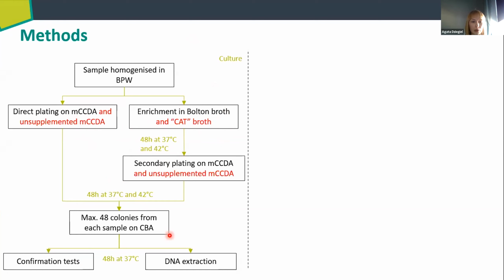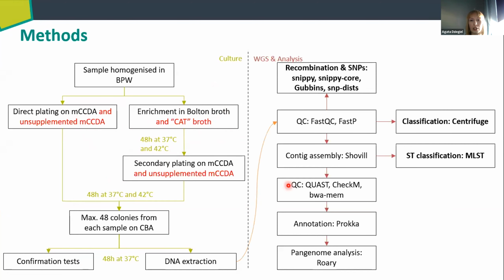And following isolation, we performed DNA extractions and whole genome sequencing. And the genomes were subjected to bioinformatic analysis. So for the purpose of this, we were interested in classifying the species and the sequence types of the isolates and then performing recombination analysis and pairwise SNP analysis of individual lineages in the samples.